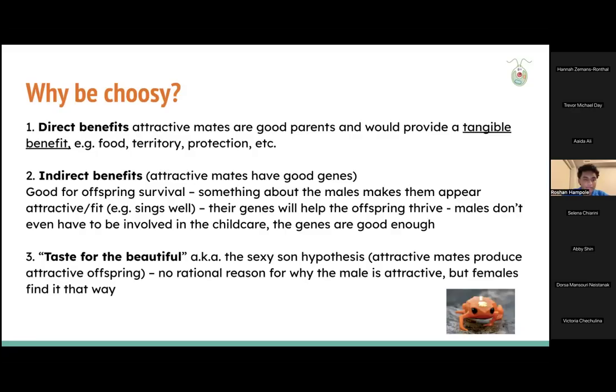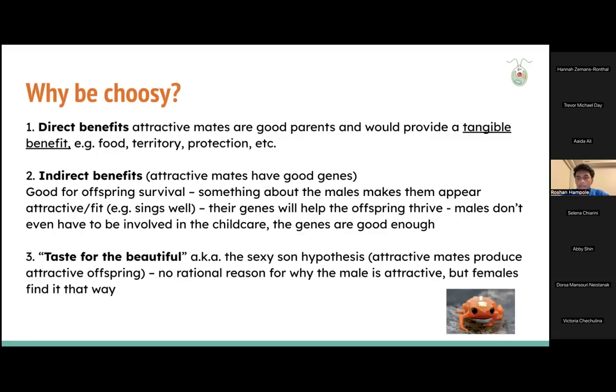Then lastly is a taste for the beautiful, also known as the sexy son hypothesis, which has to do with attractive mates producing attractive offspring. There might not be any rational reason for why a female considers a male attractive. In the lecture, she gives the example that a frog might be bright orange, which doesn't really provide any survival advantage, but the females will find it attractive regardless.